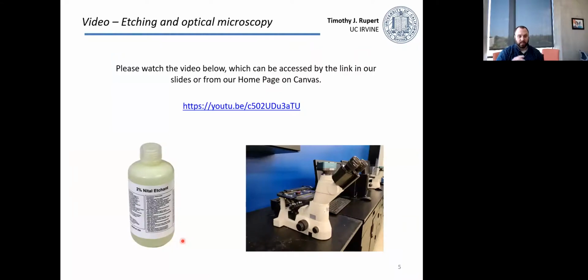So what I did is I went into the lab and took all these samples, repolished them, etched the surfaces, and looked at them in the microscope. So take a minute to click on this link. Again, it's in the slides I posted, or you can find it on our homepage in Canvas. And I'll walk you through the steps of how I etched these samples and looked at them.